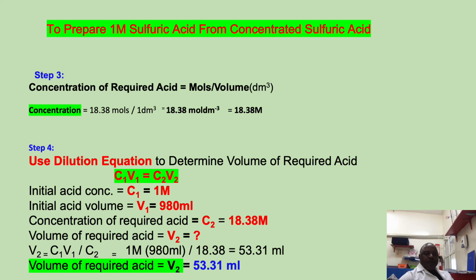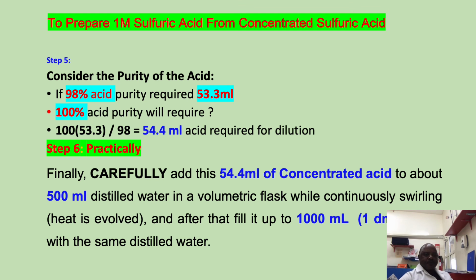That moves us to step number 5. We have to consider the purity of the acids. If 98% of the acid purity requires 53.3 ml that was calculated, then 100% acid purity will require a certain volume, which we need to calculate. And that will be 100 times 53.3 divided by 98, which is equal to 54.4 ml acid required for dilution.